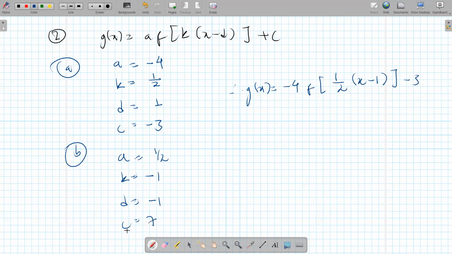So k is negative, but there are no stretches or compressions in the horizontal direction, so k is going to be -1. Then we're just going to jumble them in like we did last time. So it's going to be 1 over 2 is a, f of k is -1, and then we have x plus 1 because it's going left 1 unit, plus 7, and there you go, that's b. Done, easy.